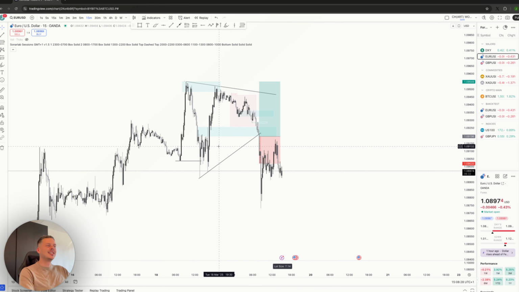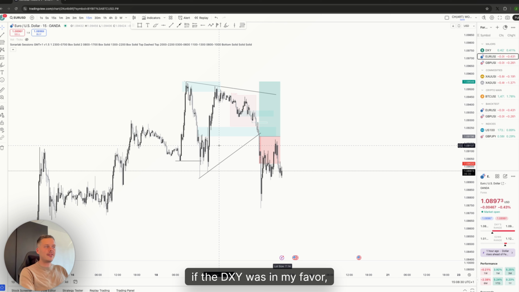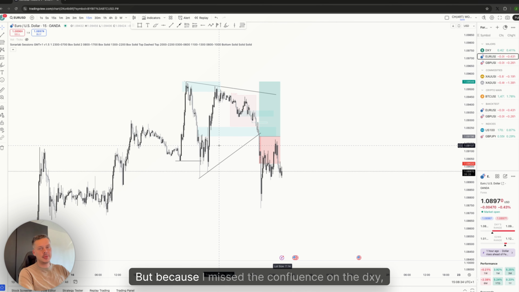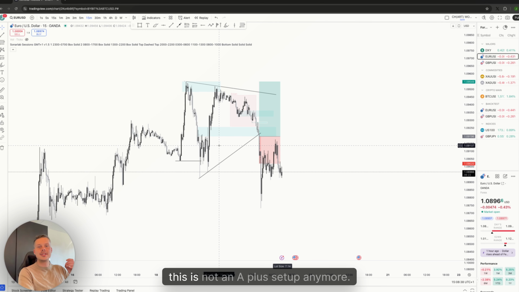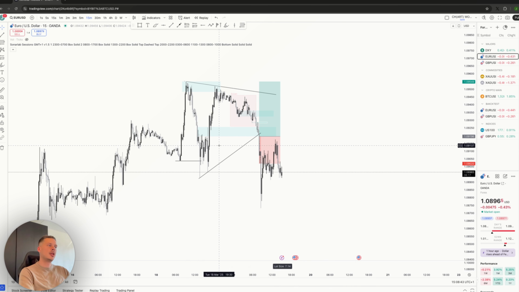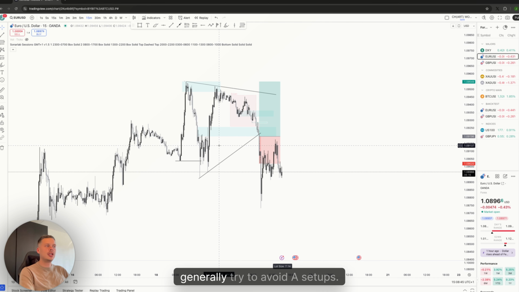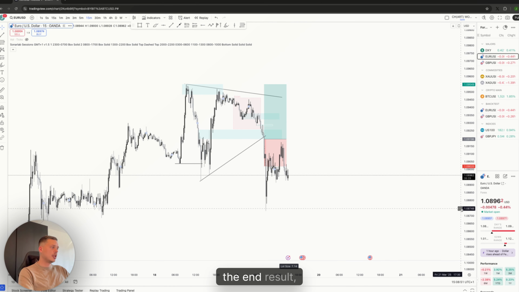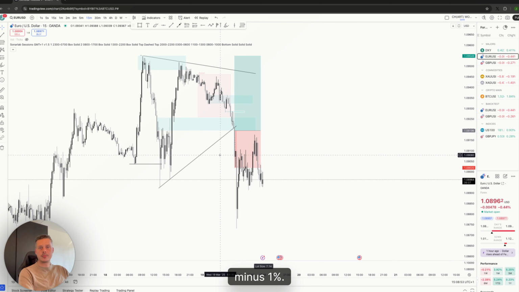But if the DXY was in my favor, this would be a very good solid A+ setup. But because I missed the confluence on the DXY, this is not an A+ setup anymore. It becomes an A setup, and I generally try to avoid A setups. I only want to take those A+ setups. The end result, pretty clear, -1%.